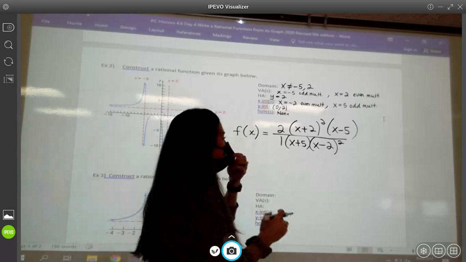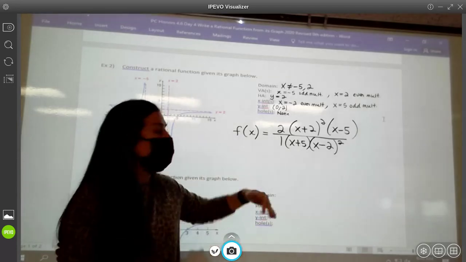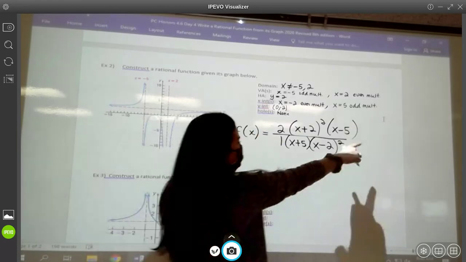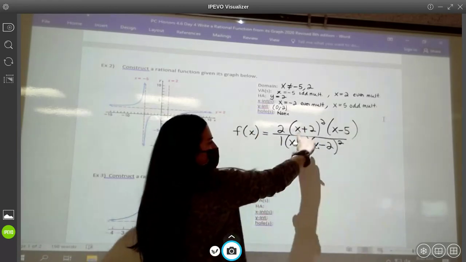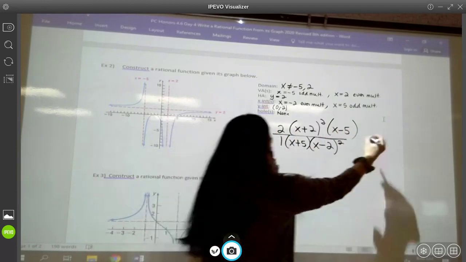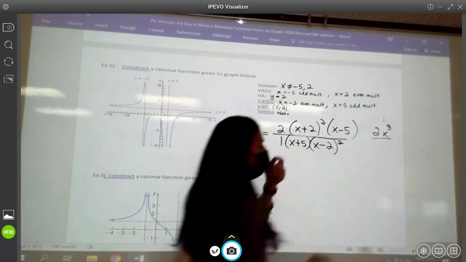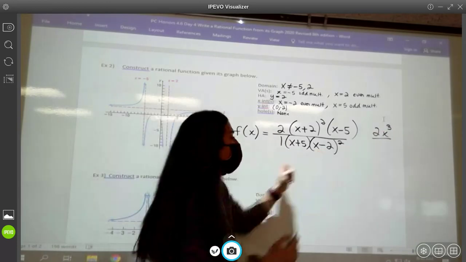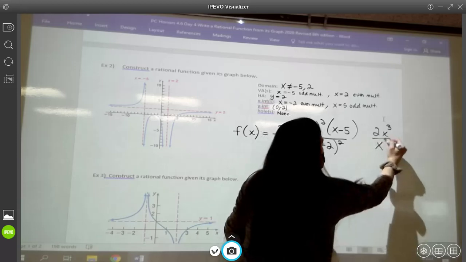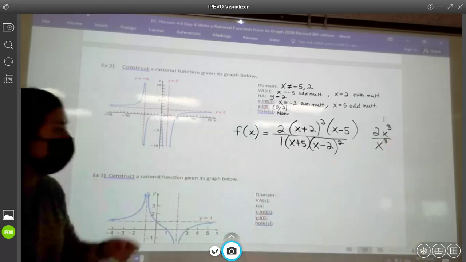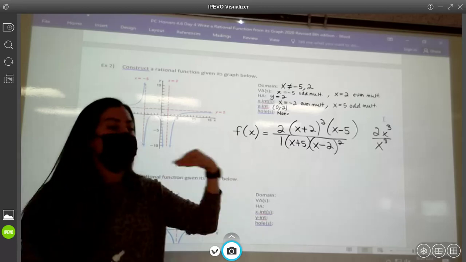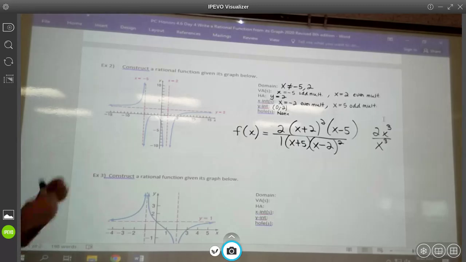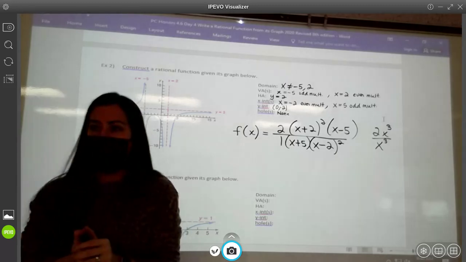Now I would just double check. If I had that HA at 2, I would need the degree of the top and bottom to be the same. So guys, if I multiplied all this out, the numerator would leave me with an x squared after I FOILed it. So 2 times x squared times x would be 2x to the third over 1 times x squared. Once you FOILed it all out, that would be a 1x to the third, right? x squared times x is x to the third. So I do end up with a degree 3 over a degree 3 with leading coefficients that reduce to 2. All right, everybody okay? Everybody good?